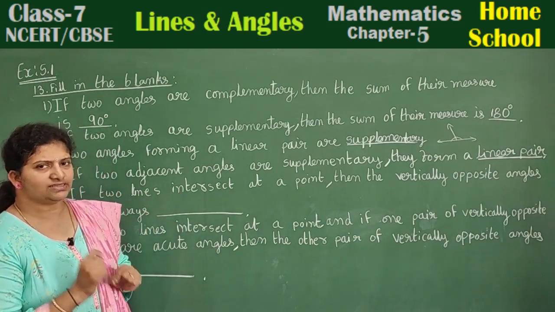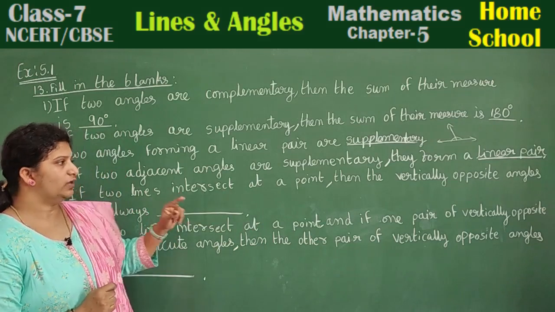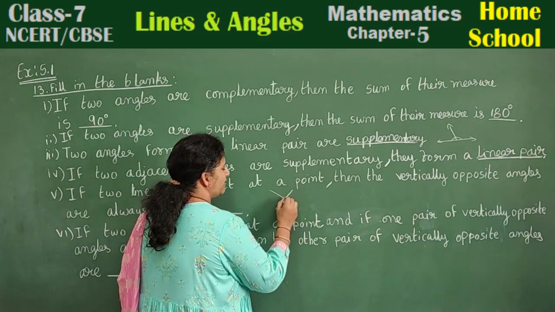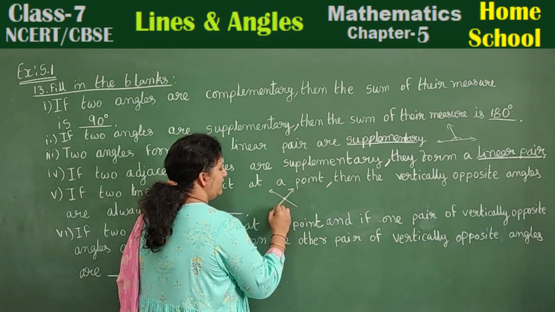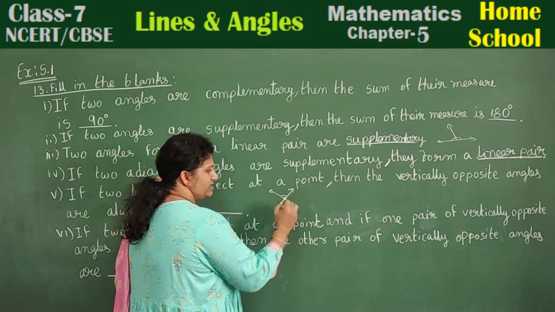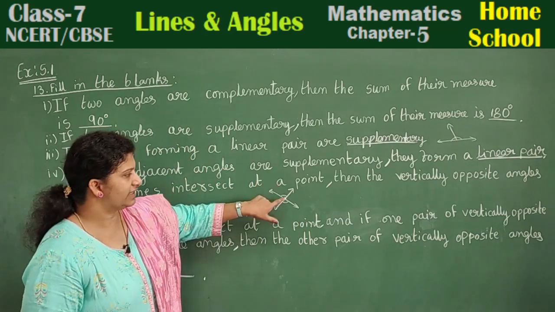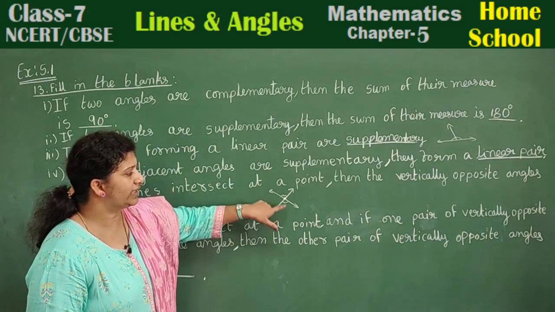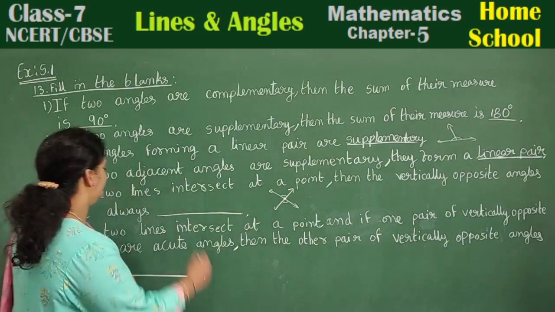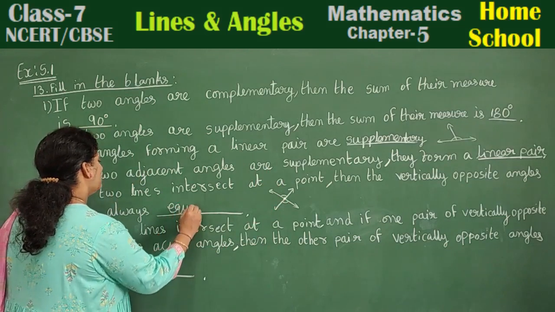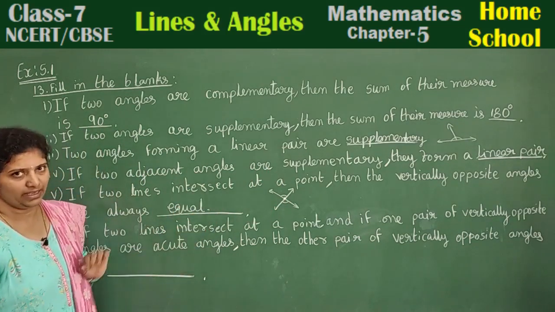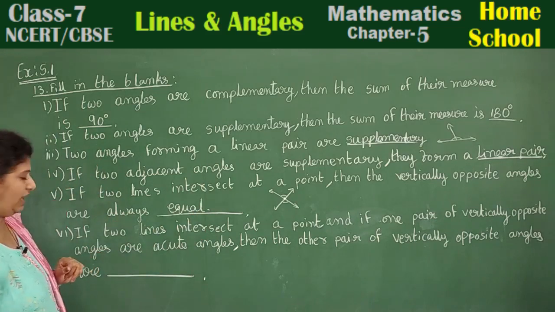Fifth one, if two lines intersect at a point, then the vertically opposite angles are always blank. See here, you can see this is one angle and this is one angle. Two lines are intersecting at a point. Then the vertically opposite angles are always, yes, equal. Vertically opposite angles are always equal. Last fill in the blank.